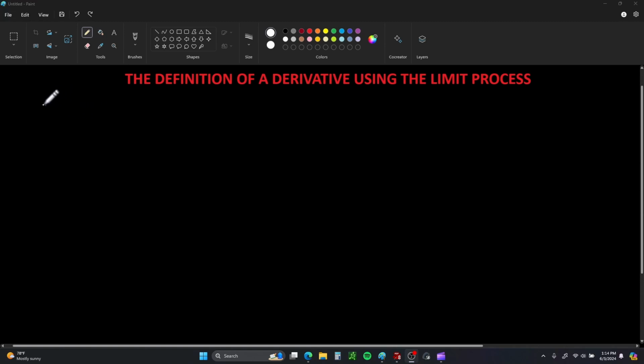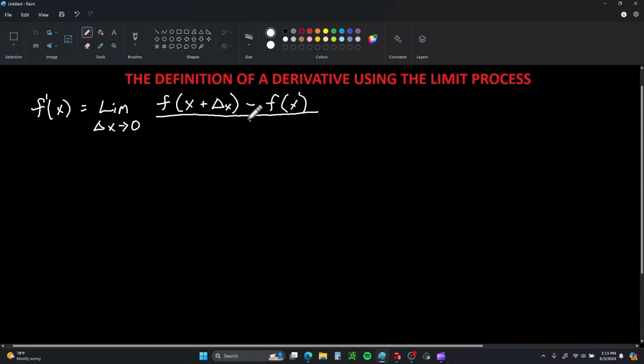Setting up our limit, finding the first derivative of x is going to equal the limit as delta x approaches 0 of f of x plus delta x, which is our y2 point, minus f of x, which is our y1 point. And then for the change in x, we're just going to leave it as delta x.